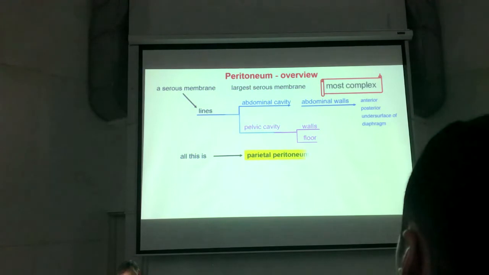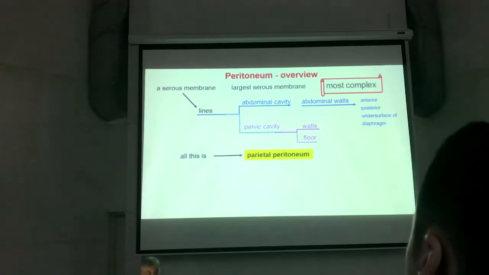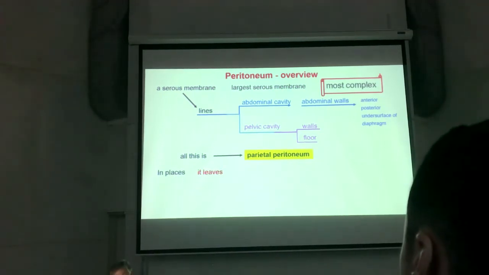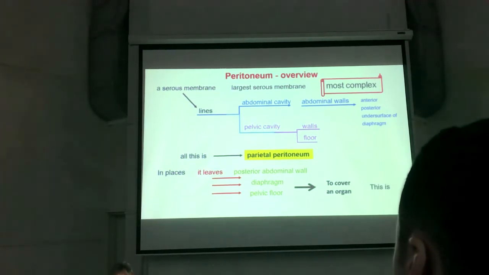All of this is what? Parietal peritoneum. What covers the diaphragm, the anterolateral abdominal wall, posterior wall, the pelvis, it is parietal. It's not covering an organ. Now, in places it leaves the posterior abdominal wall, and the diaphragm, and the pelvic floor. It leaves these places and covers an organ. Therefore, this is what? Visceral peritoneum.